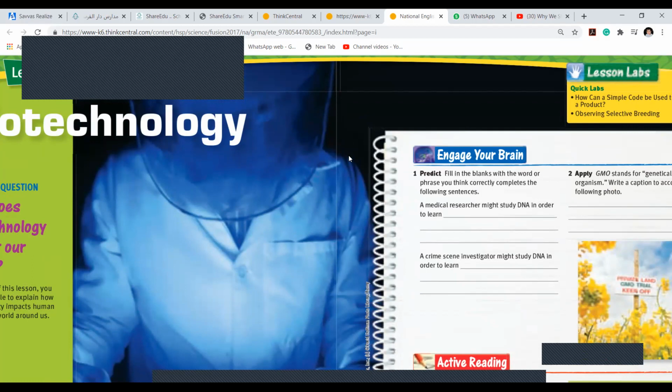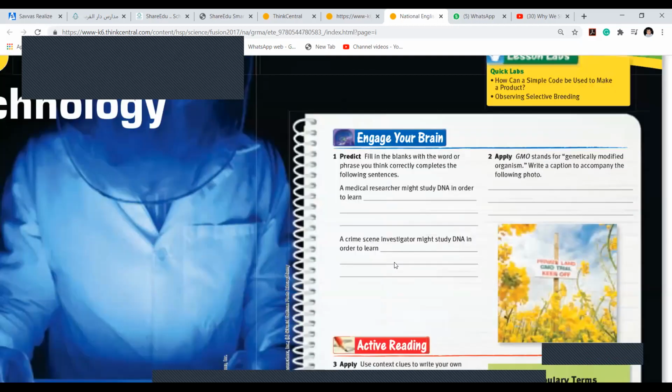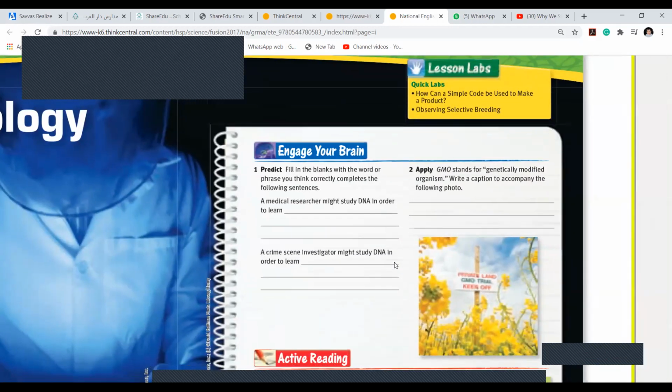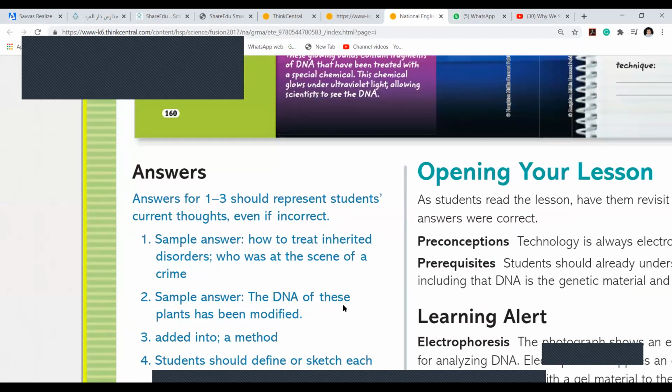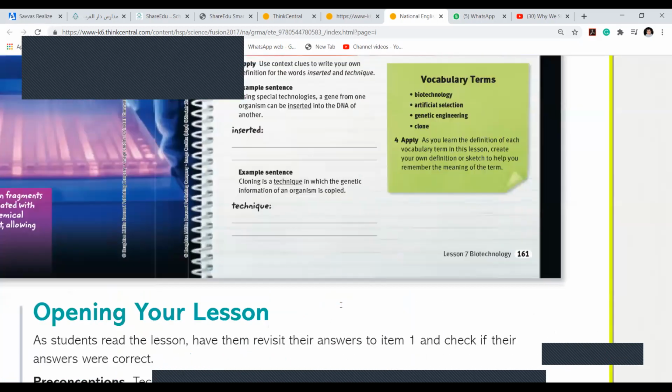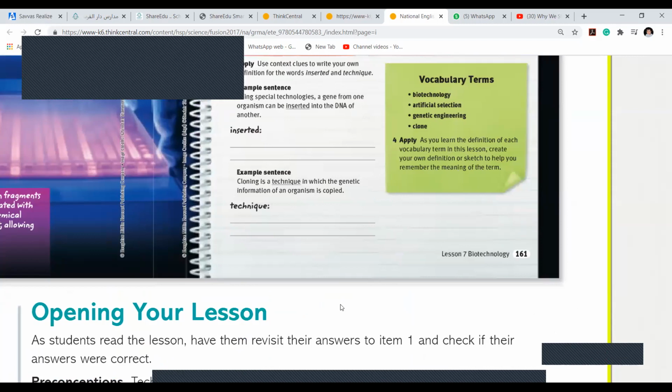A crime scene investigator might study DNA in order to learn. Okay, imagine you are an investigator, maybe a police officer. Why do you want to study DNA? Of course, we have to know who was there at the scene. Maybe his fingerprints are there or his hair is there. So with that, I can know whether it's the same person or not. Maybe somebody is blaming an innocent person. At that time, with the DNA, I can clarify that it was not him, it was somebody else.